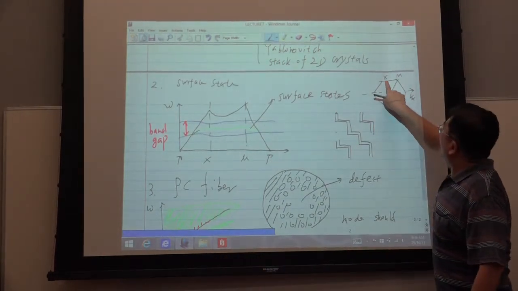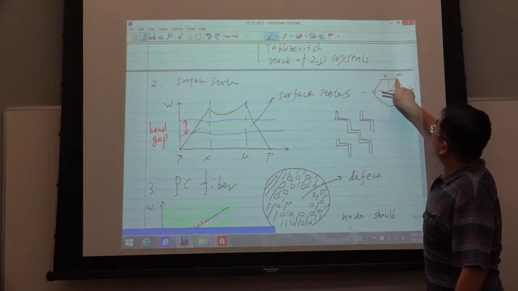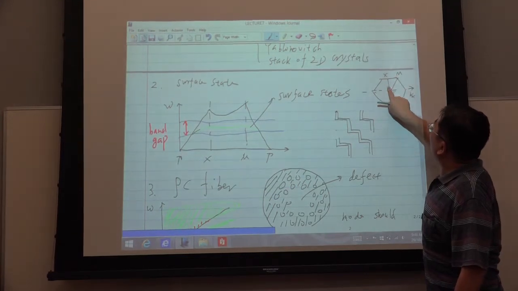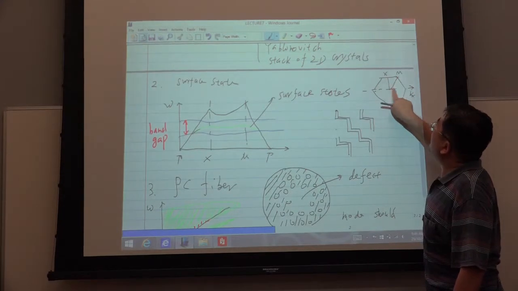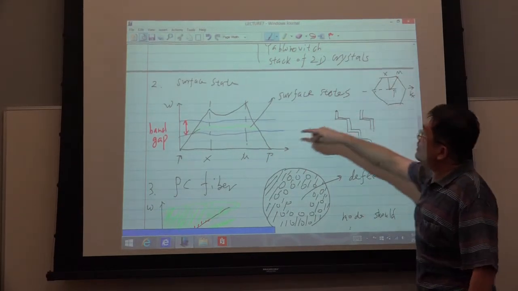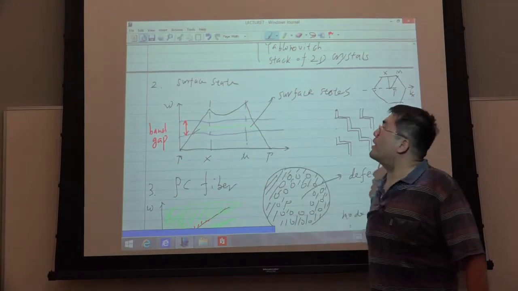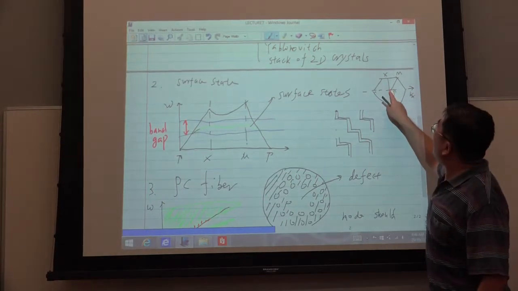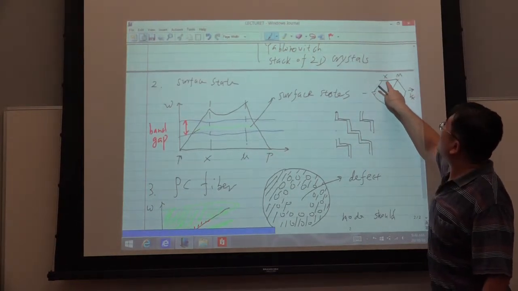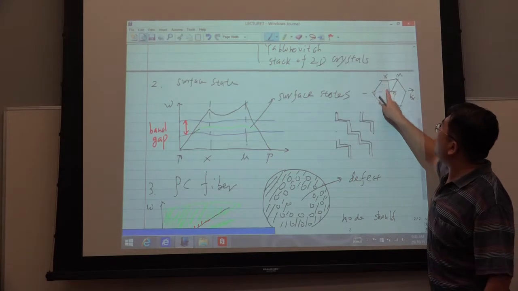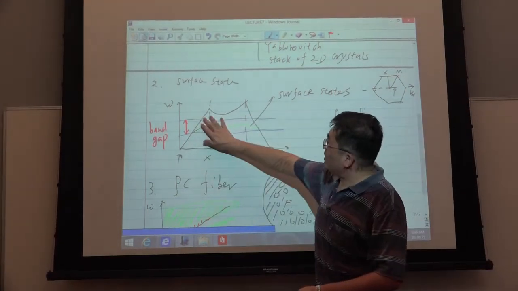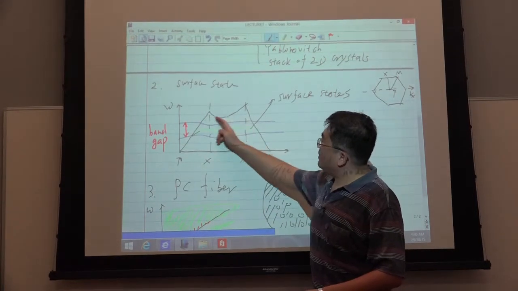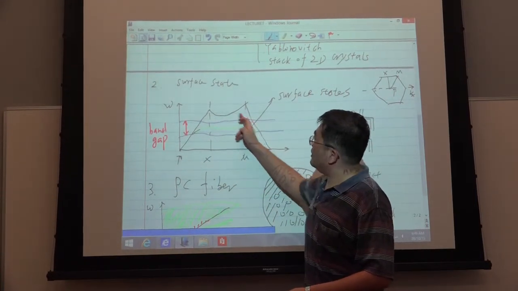Okay. So along X to M, this line, the ky is constant, and the kx will change linearly. So this is the reason why it has a curve. Okay. But along gamma X, kx equal to 0, ky changes linearly. This is a totally linear change. So at this region, this region is a guided mode.